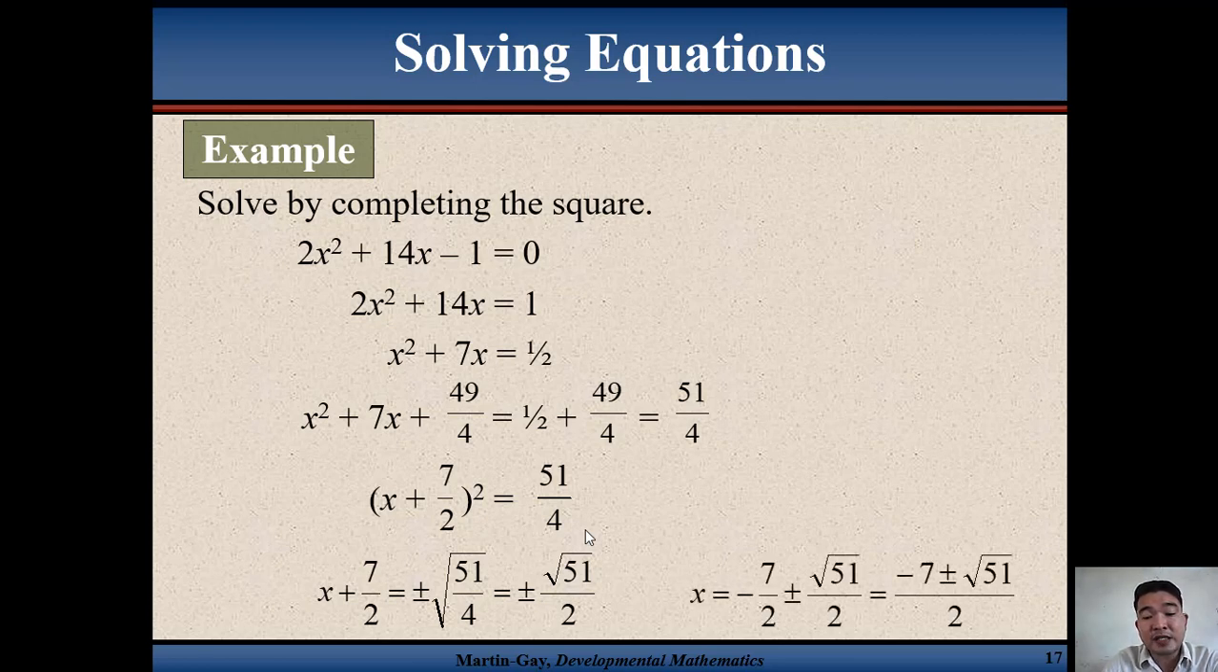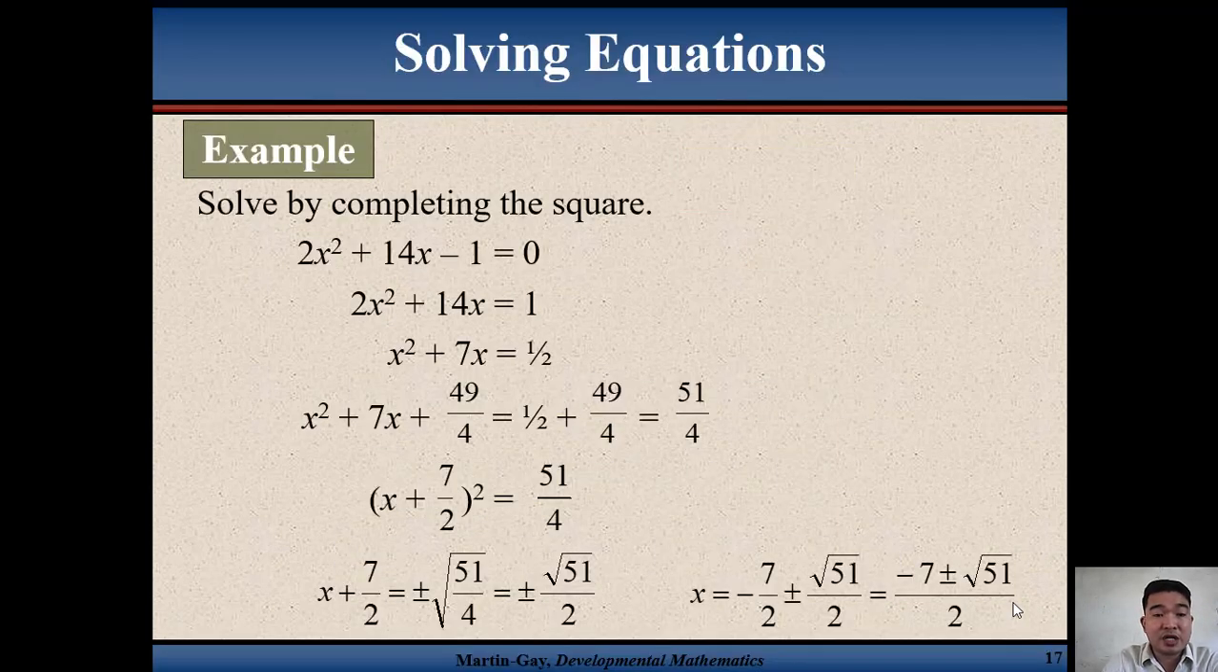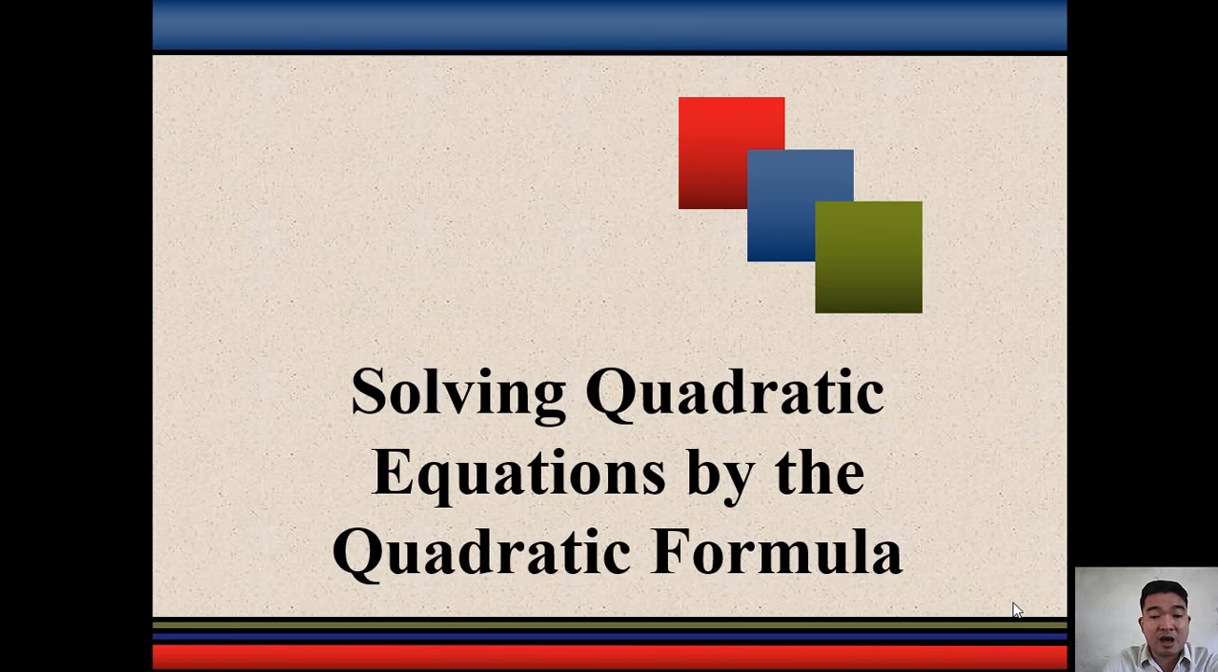So the values of x are negative 7 over 2 plus or minus the square root of 51 over 2, and the 2 being the denominators are already common to the two fractions. So we can add negative 7 and plus or minus the square root of 51 all over 2. So that is how we solve quadratic equations by completing the square.